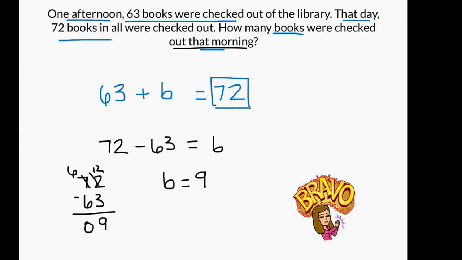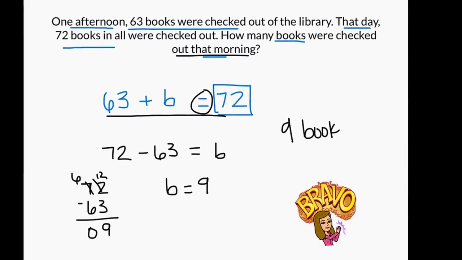To double check, I could go back to my original equation and do 63 plus 9. Yes, that does equal 72. So my answer would be 9 books that were checked out in the morning.